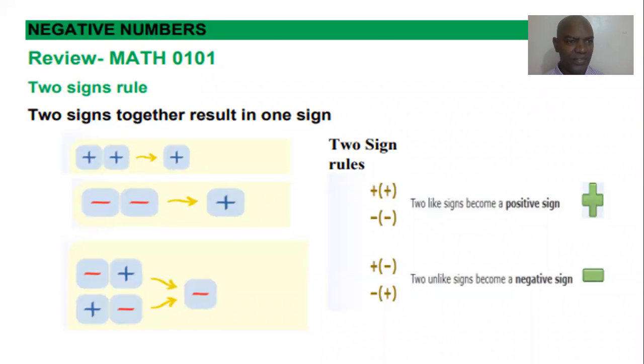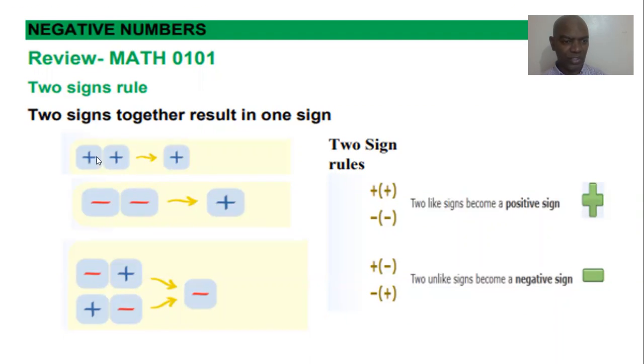Negative numbers. It's a review of Math 011, and you have the two signs rule. The two signs together result in one sign. We have to establish that the two sign rule is for multiplication. Take note that when you have two signs next to each other, that's a multiplication. A plus times a plus is equal to a plus. A negative times a negative is equal to a plus.